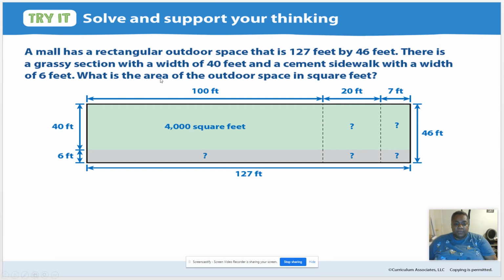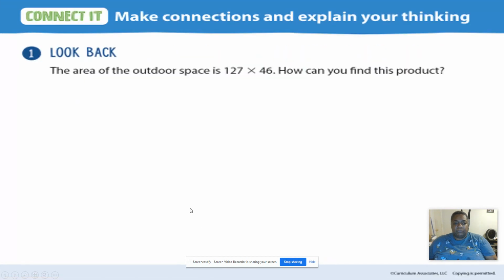All right, so they have given us this drawing that we can use to help us to solve it, but there's a lot of information there. So let's break it down and see what all this means. All right, so looking at the problem, we have an outdoor area space that is 127 feet by 46 feet, which can be worked out to be 127 feet times 46 feet. And we want to know how to find the product.